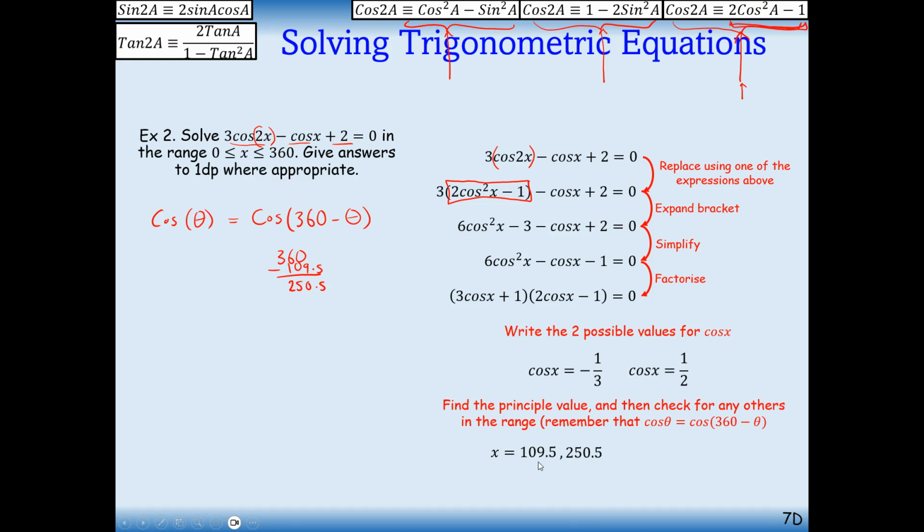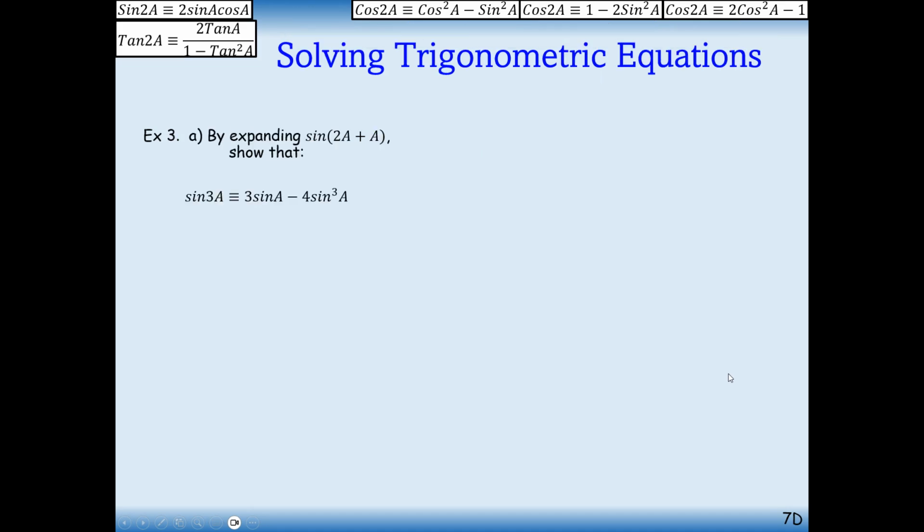Adding and subtracting 360 will take us out of the range. We don't have to go beyond 0 and 360 degrees because we have x here and x here. Everything's fine. Taking inverse cos of a half, we'll get 60 degrees, and 360 minus 60 is 300 degrees. Okay, so that's that example done. Let's look at the next example.